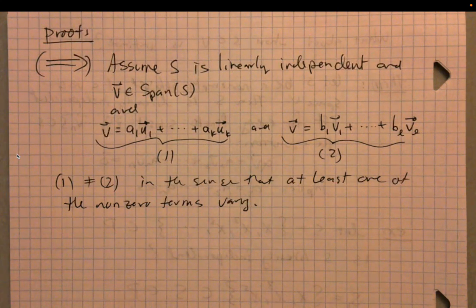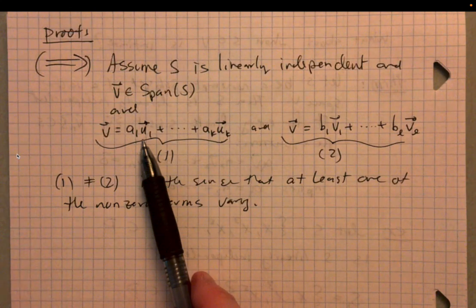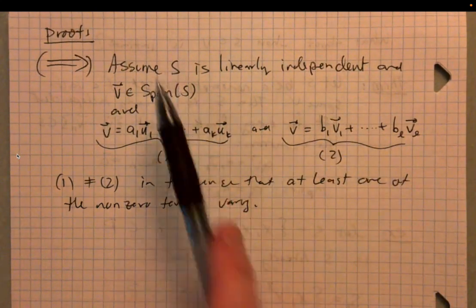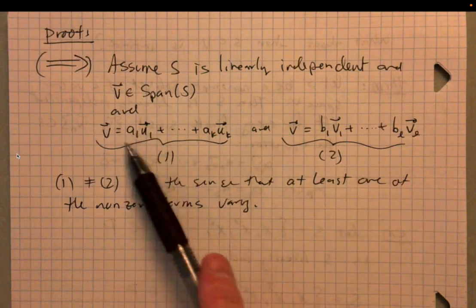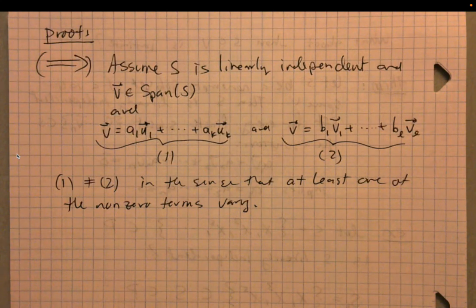So think of that, and since some of these UIs are going to be different from some of these VIs, right? These UIs and the VIs are all vectors in S. Some of them are different, though. Some of them may not be used over here, and some may be used over here, but some of them would be the same also, potentially, right? So some of the UIs may be the same as some of the VIs.